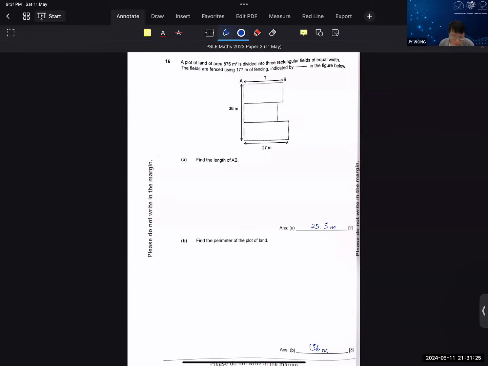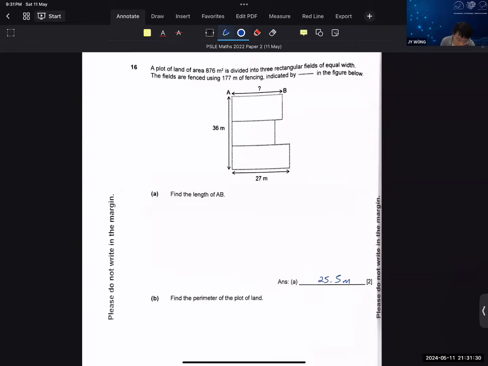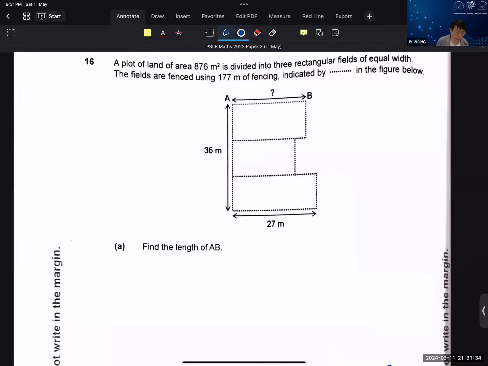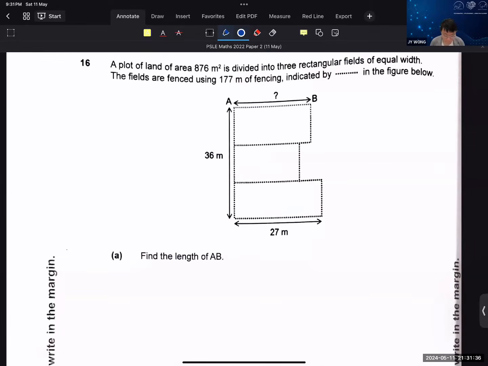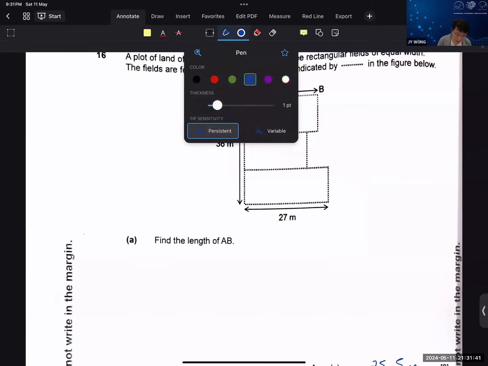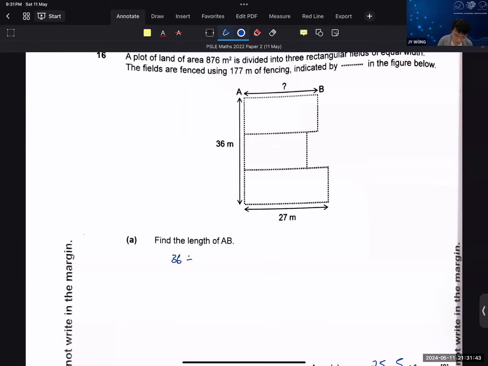The question is quite complicated, so pay attention, please. Now, a plot of land of area is divided into 3 rectangular fields of equal width. Because they are equal width, the first thing you can find is 36 divided by 3 to give you 12. So at the very least, you know that this is 12, 12, and 12.